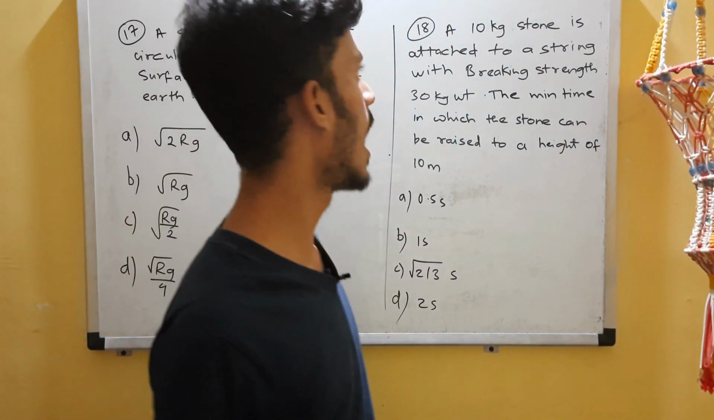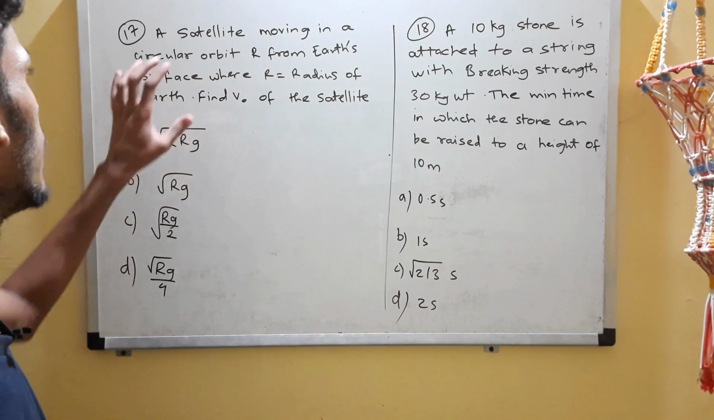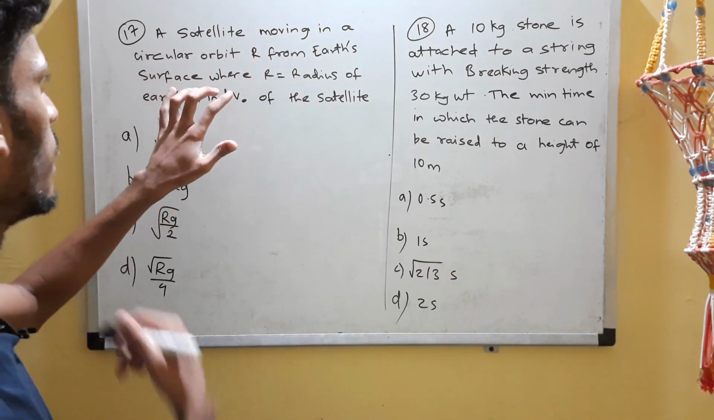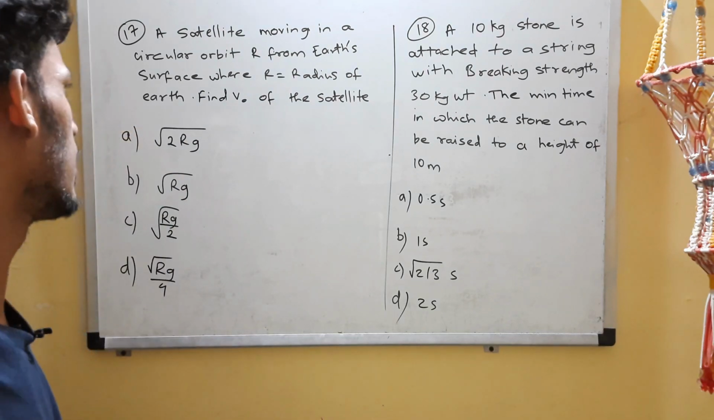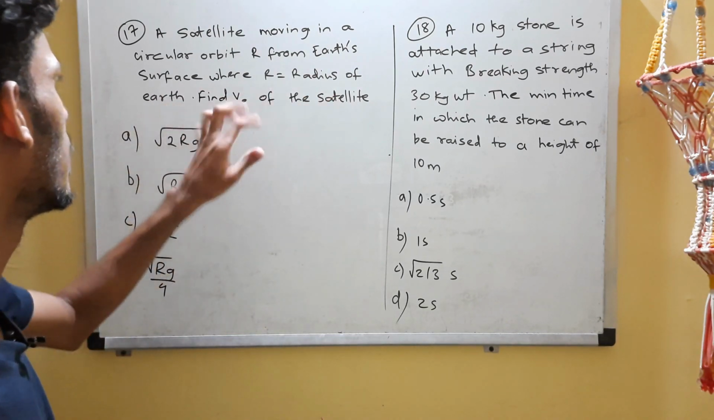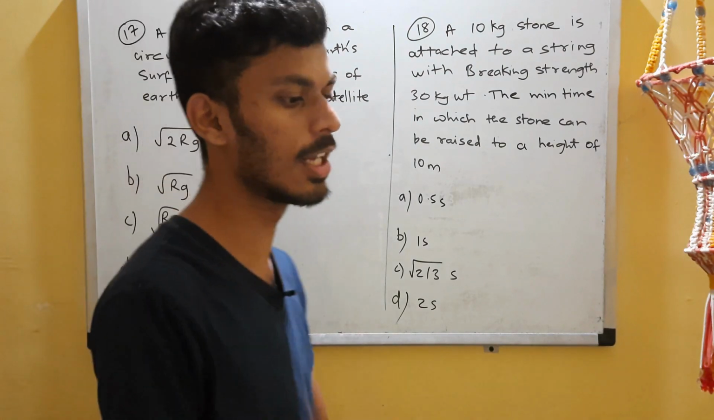So question 17 and 18 over here. In question 17, we have a satellite which is moving in a circular orbit. It is at a distance r from the surface of the earth, not from the center. Keep that in mind. R is the radius of the earth. You are supposed to find the orbital velocity of the satellite.